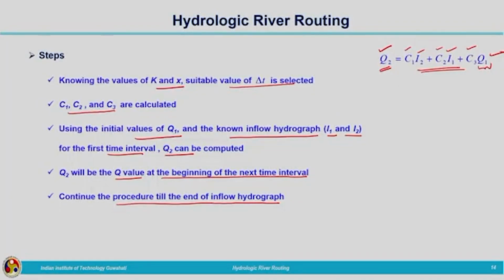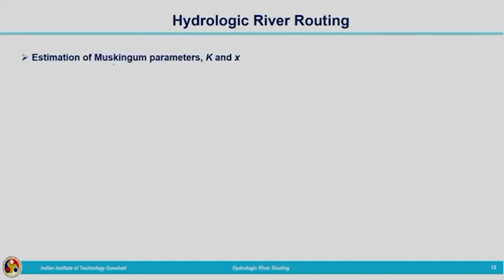Now, coming to the coefficients k and x, how to get those values? Let us move on to that. Estimation of Muskingum parameters k and x.